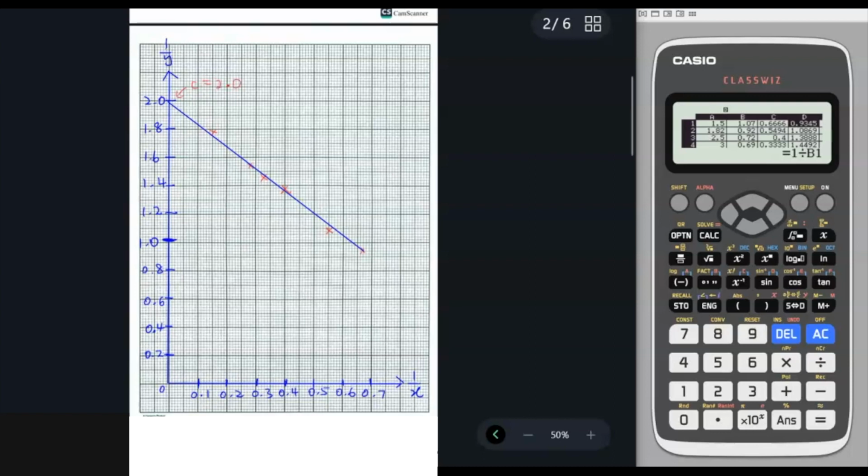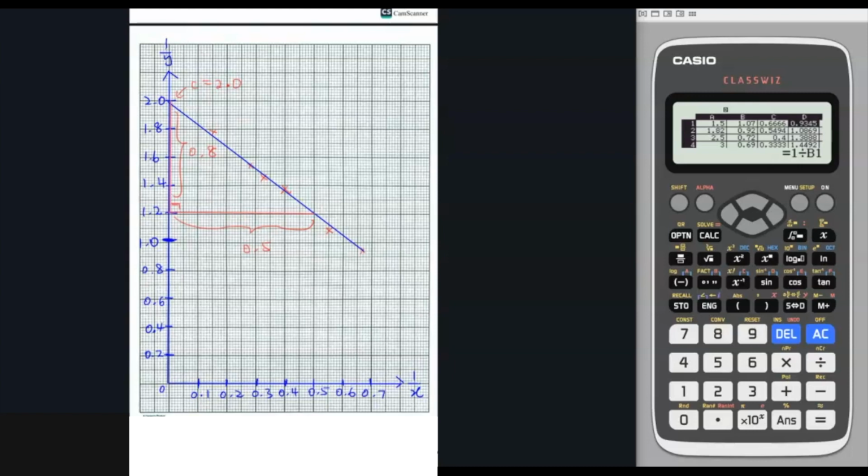And then we also need to find the gradient of the graph, so we're going to draw a triangle on the graph. Say from here to here, and then here. Okay, so I got the triangle here. So here to here is 0.5, and then here to here is 0.8. Okay, 2.0 minus 1.2, you get 0.8.